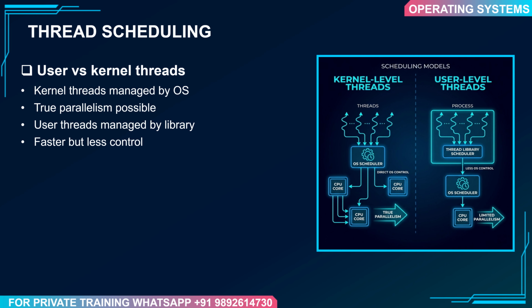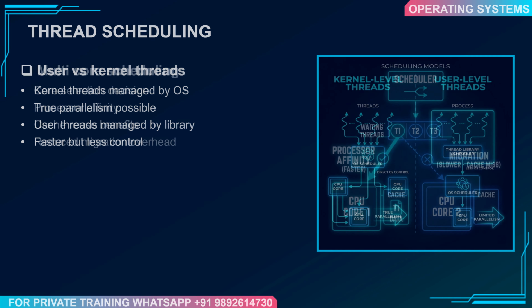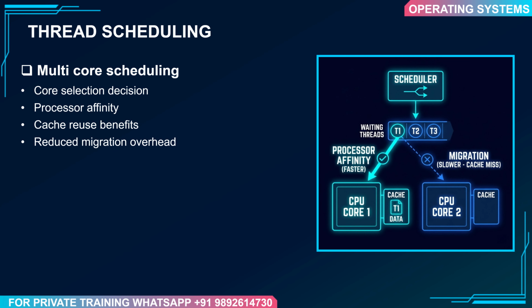Thread scheduling also depends on whether threads are user level or kernel level. With kernel level threads, the OS scheduler directly manages each thread. This allows true parallelism on multi-core systems since different threads can run on different cores at the same time. With user level threads, the OS may only see one process and the thread library does the scheduling inside that process. This can be faster but less flexible. We discussed this difference earlier, so here it is enough to remember that kernel level threads give the OS more control over scheduling.